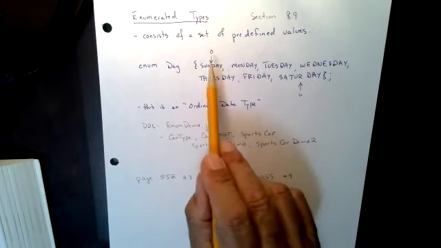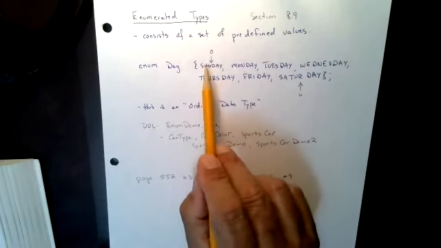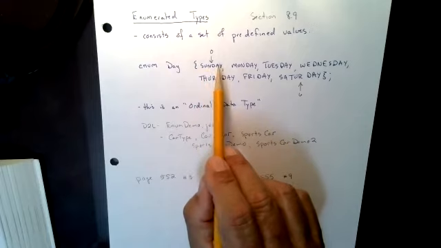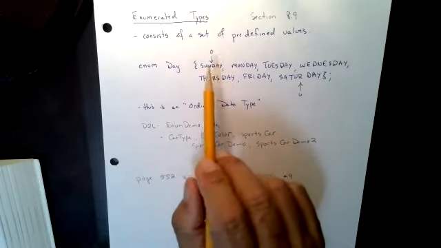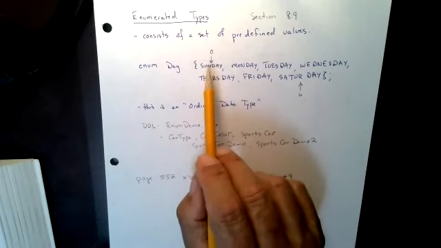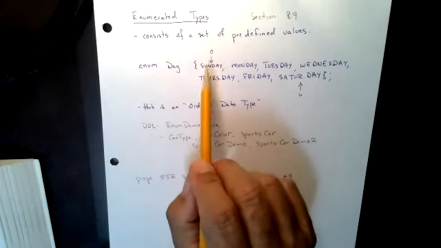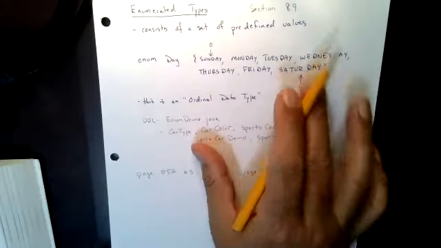So the number 0 can now be represented by Sunday. Sunday does not have double quotes. It's just Sunday. Okay, sort of like true and false. True and false can almost be considered an enumerated data type. It would be false, comma, true. Okay. Sunday is 0, Monday is 1, Tuesday is 2, and it goes all the way through.